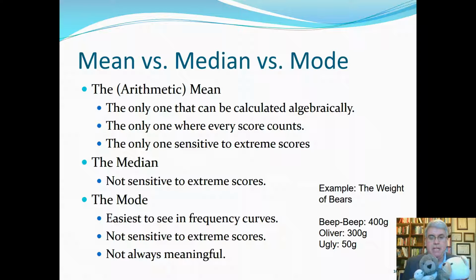To calculate the median weight of the bears, we put them in order: small, medium, large, and the middle score is Oliver, who weighs 300 grams. So the median score of the bears would be 300 grams. Now the mode is the weight that occurs the most often. In this case, there is no weight that occurs most often. Each bear has a different weight, so the mode is not especially meaningful in this situation.